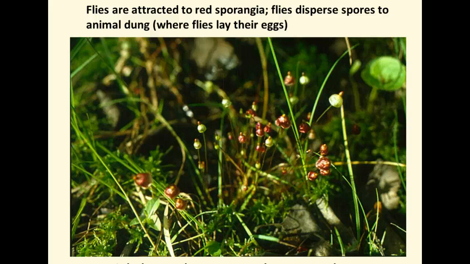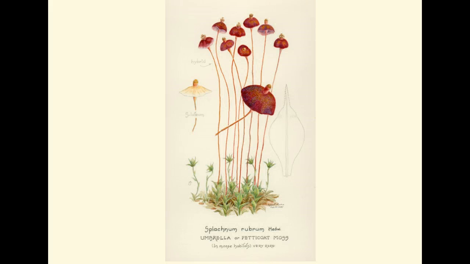Someone other than Mark. What happens when an animal poops outside or something? What does it attract? Yeah, so this is a really good adaptation because the flies are attracted to the dung and they're going to take those spores and move them to another moose pile. This is kind of weird. So here's another view of it. They sometimes call it umbrella or petticoat moss.